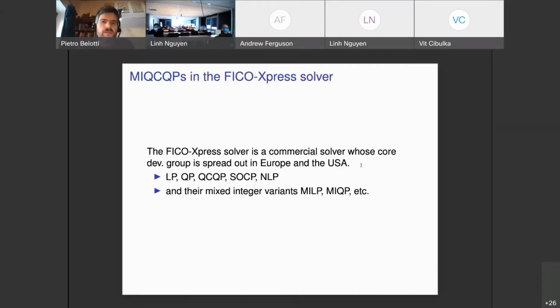So just as a general consideration, FICO Xpress is actually a solver that can tackle nonlinear problems as well. So the class of problems I just mentioned is the target of the biggest part of the FICO optimizer. There is also part of the library that actually allows to solve to local optimality general nonlinear problems, even with black box functions.